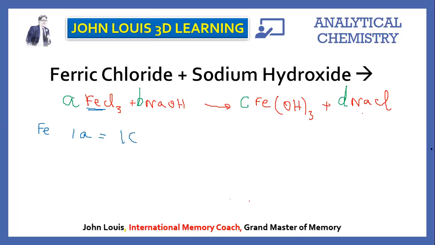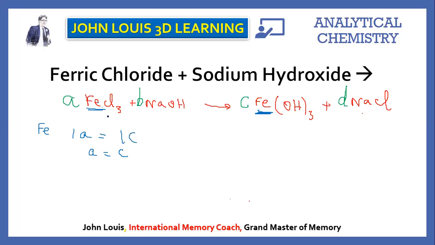We put A, B, C, D in front of the formulas of the compounds on the reactant side and product side. Now you take one by one. Take the iron first. How many iron are there? One, and multiply by this number, 1A. Left hand side is 1A. The same Fe on the right hand side, only one, and the number in front is C. Therefore, 1 into C is 1C. So 1A is equal to 1C. That means A is equal to C. In the balanced equation, A and C will be the same number.